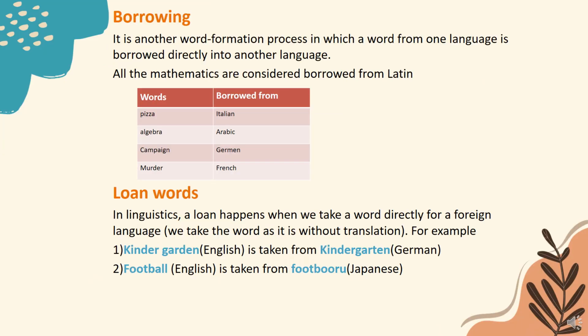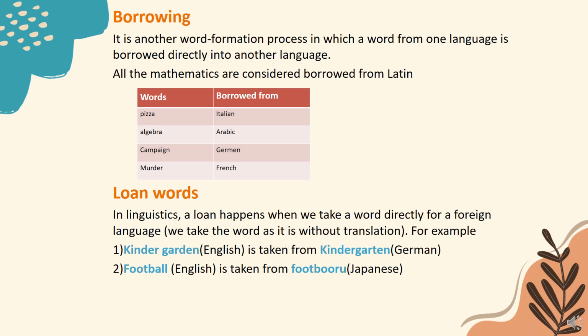Borrowing is another word formation process in which a word from one language is borrowed directly into another language. This word is not invented in the English dictionary, but it is taken from another country, such as pizza. We say pizza in America, in the United States, in Egypt, but its origin is from Italy. Algebra, Arabic. Campaign, German. Murder, French. So we take the word from another country and use it in our own country or language.